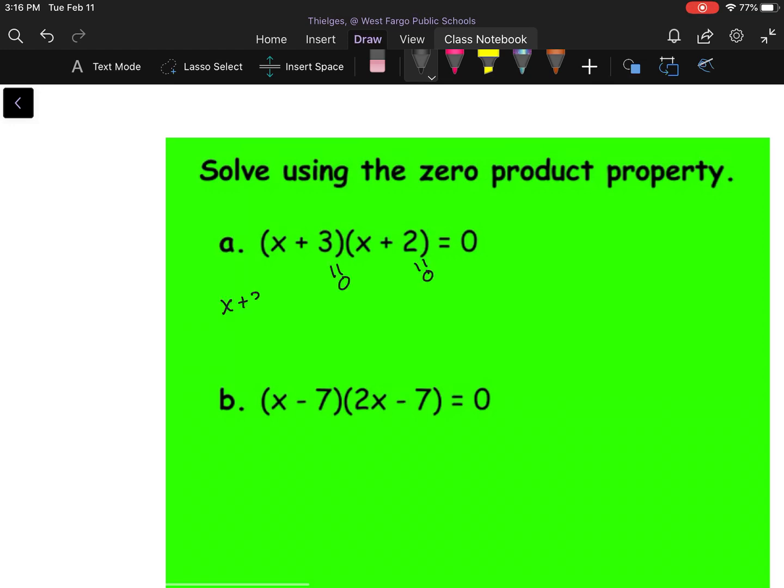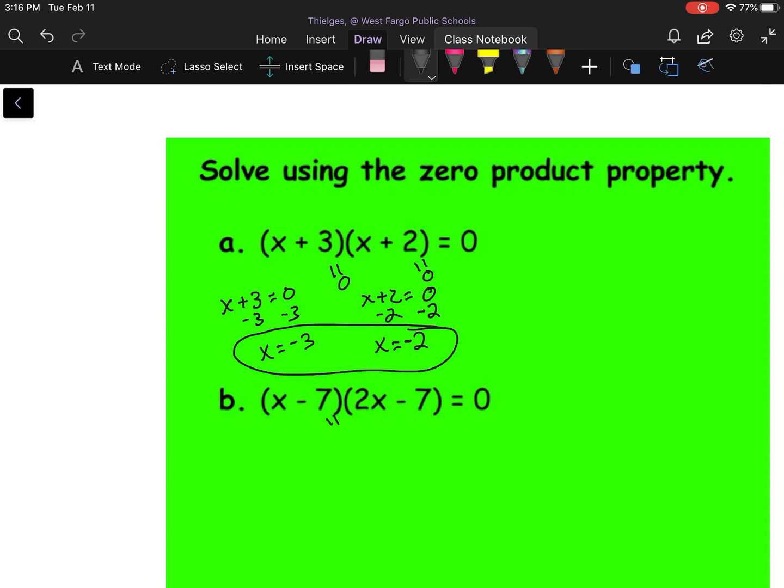And just solve the equation x plus 3 is equal to 0. Well, the inverse of addition is subtraction, so x is equal to negative 3. Do the same thing here, subtract 2, and x is equal to negative 2. So my two answers here would be negative 3 and negative 2. Okay, so x minus 7 equals 0, add 7, so x is 7.